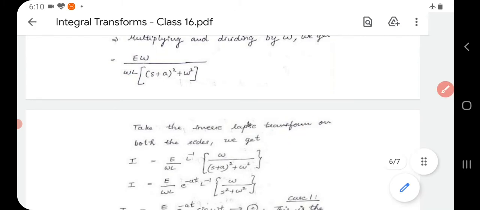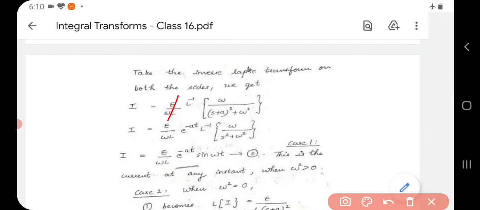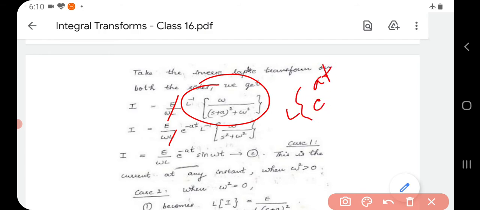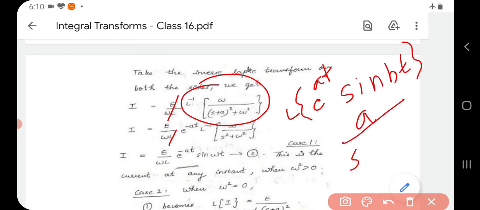Now this formula we have written several times. What is this one? That is, the Laplace transform of e raised to at sin bt. What is the formula? It is b by (s minus a) the whole square plus b square.